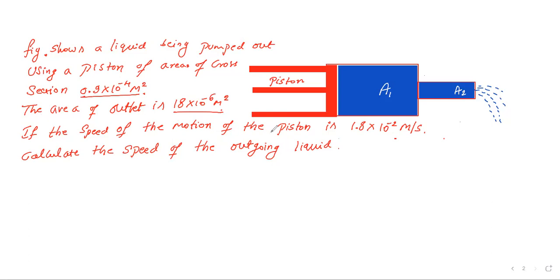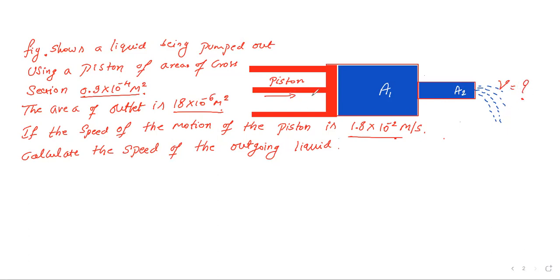The speed of the motion of the piston is given; this is how we push the piston in this direction. The speed of the motion of the piston is 1.8 × 10^-2 m/s. Calculate the speed of the outgoing liquid. What is the speed of the outgoing liquid here? That we have to find.